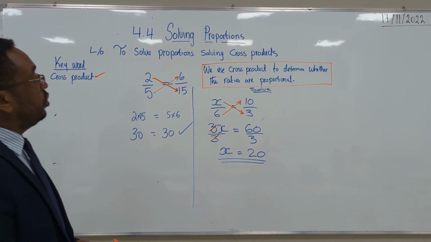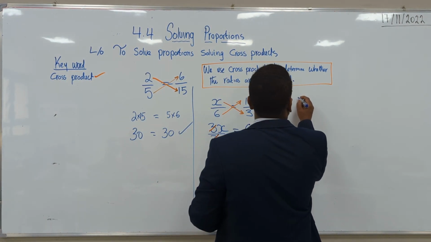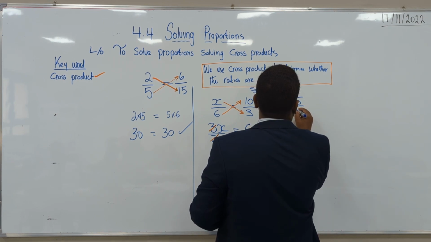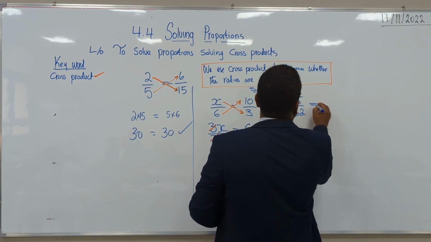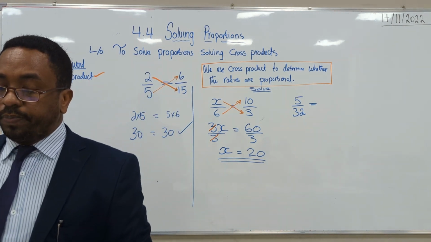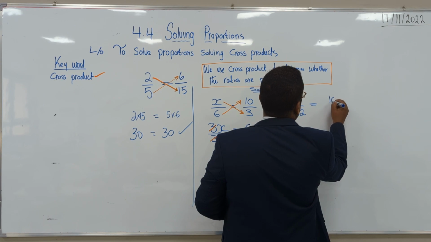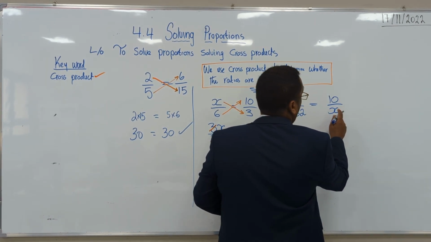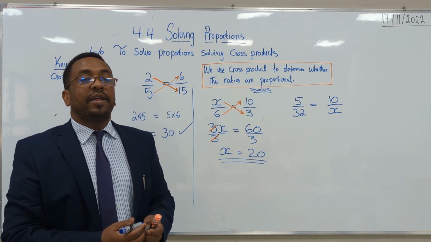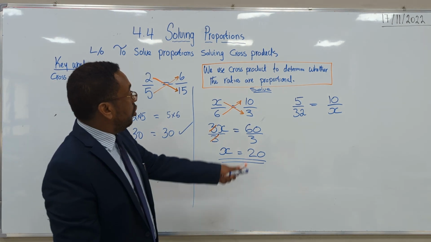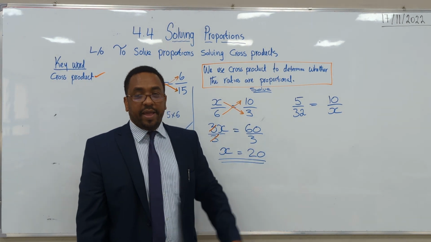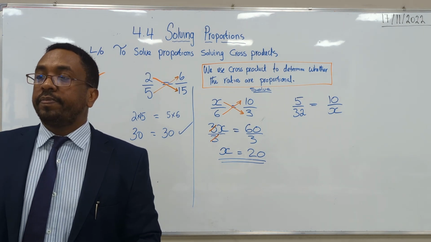5 over 32, this is for you now. 5 over 32 is proportional to 10 over x. What I want you to find out is the x. So can you use the cross product to find out x? Yes. Let's go.